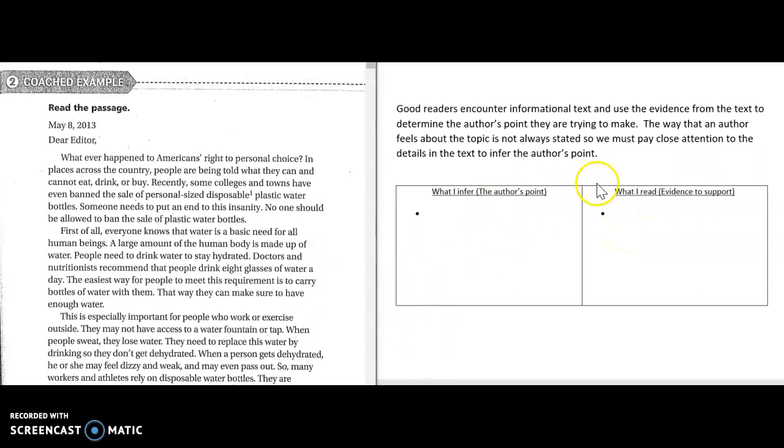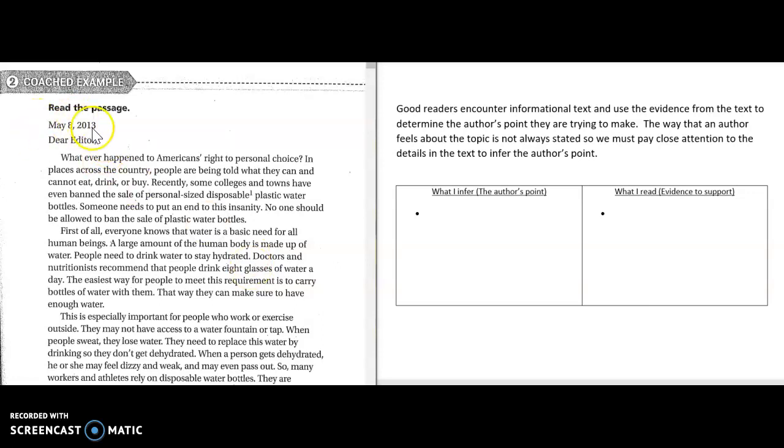So again, good readers encounter this. They have to use evidence to support what they're thinking to help determine the author's point they're trying to make. So in this article, it's all about plastic water bottles. I chose this article because I know that it's something that maybe you're familiar with or you've read articles on in the past. So let's get started. If you don't have this at full screen, I would recommend clicking in the corner so that you can expand it to make it full screen so it's easier to view.